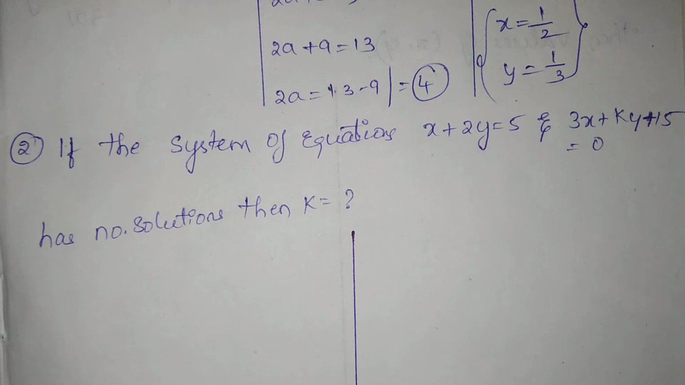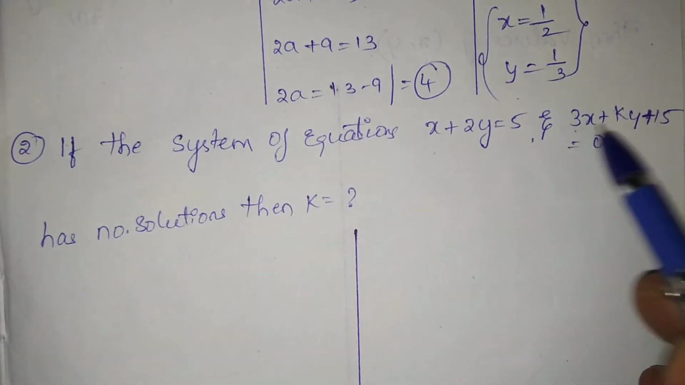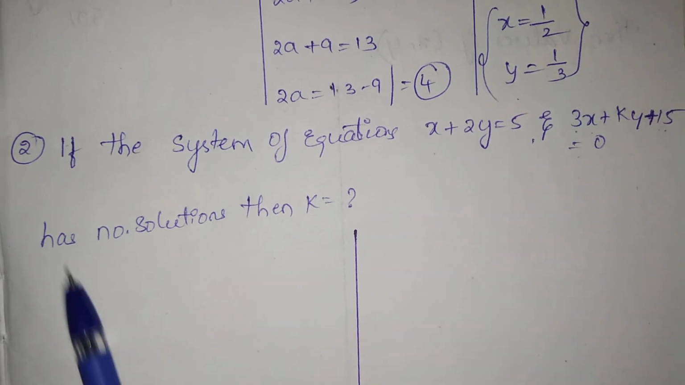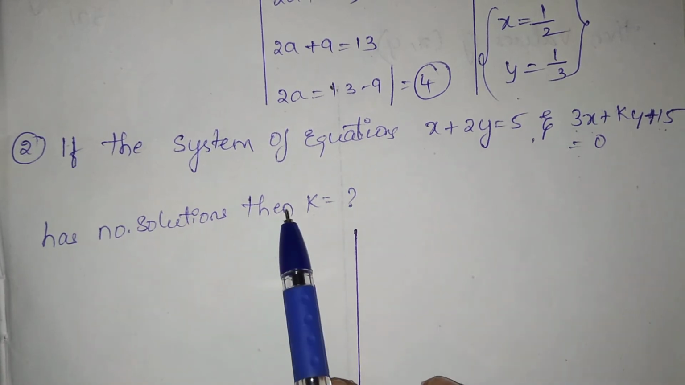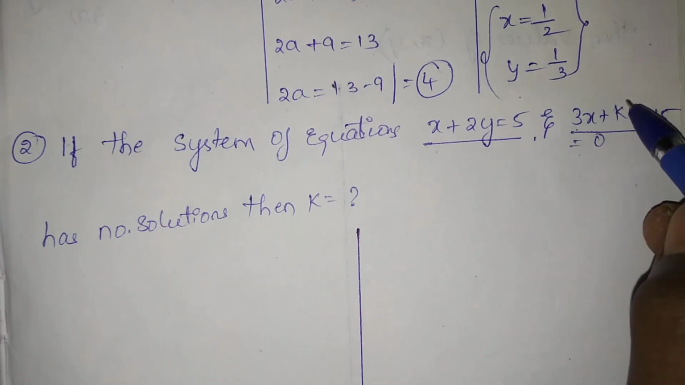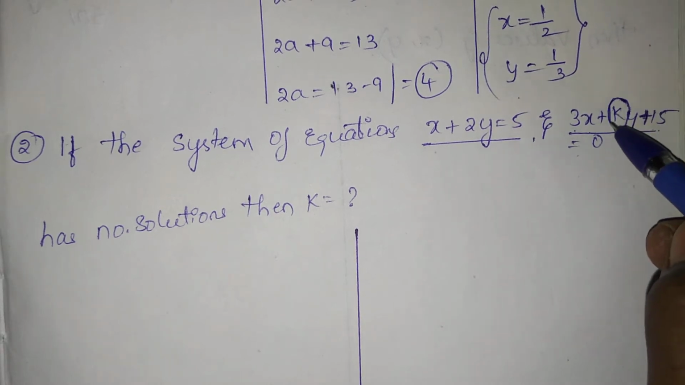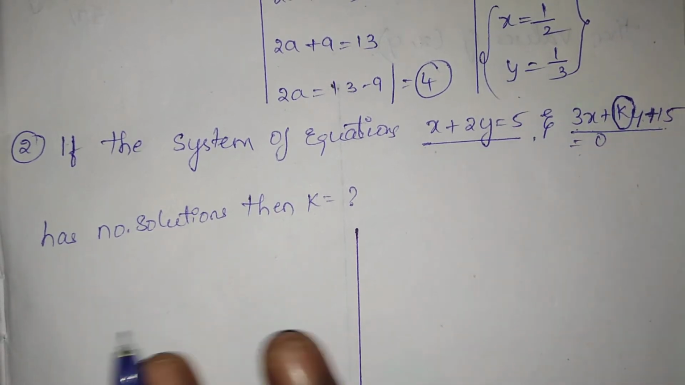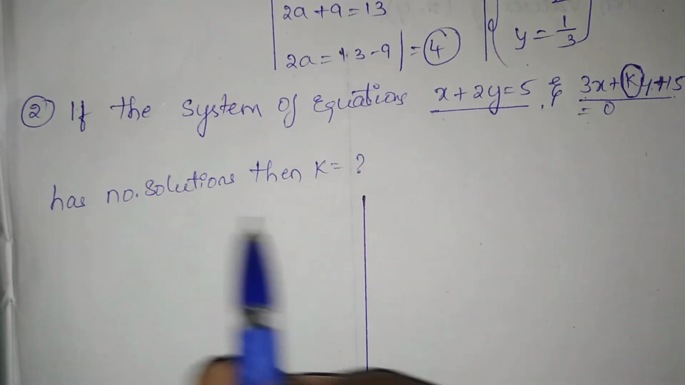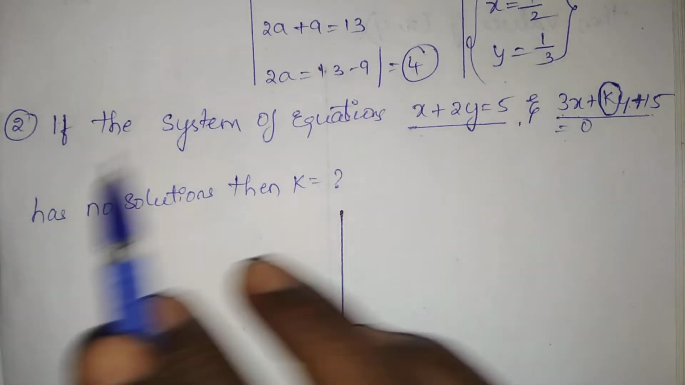Here, question number 2. If the system of equations x plus 2y is equal to 5 and 3x plus ky plus 15 is equal to 0 has no solutions, then what is the value of k? Here, this is the one equation and this is another equation. Here the constant is in the place of the coefficient of y. We have to find the value of k here. And one more condition is given, that the two equations have no solutions.